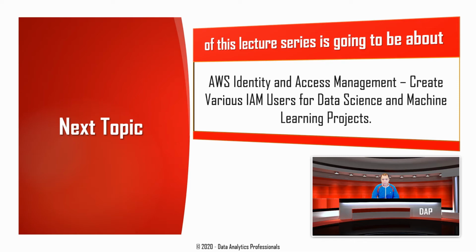For all those who are interested to remain in this lecture series, the next topic I'm planning is AWS identity and access management. I will go back into IAM and then start creating IAM users for data science and machine learning projects, and then we will actually start using Amazon SageMaker. Let's keep an eye on this lecture series if you would like to learn more and more about AWS and machine learning.